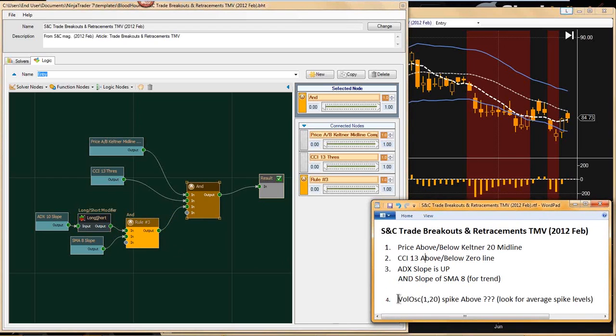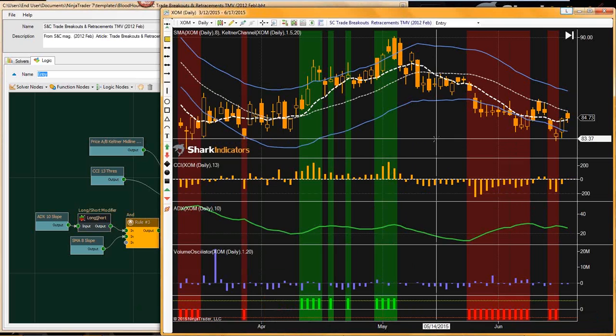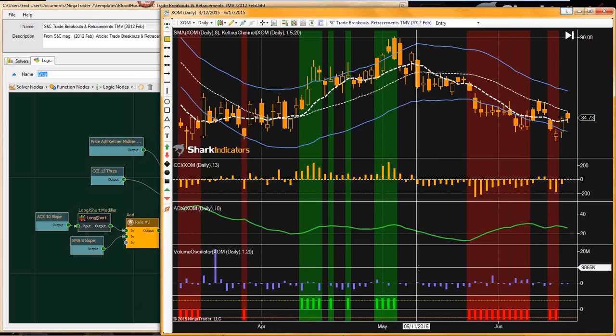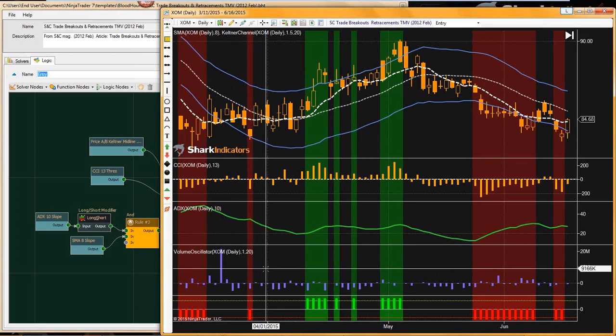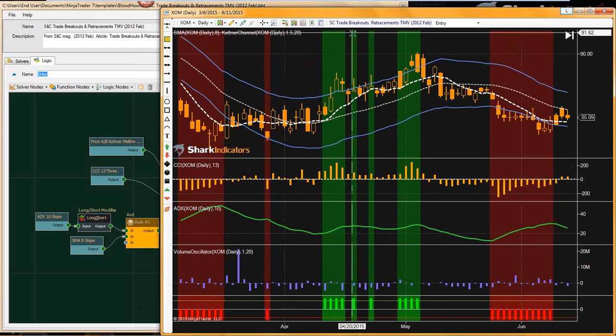Okay, so let's get to rule number 4, looking at the volume oscillator. This part is a little subjective in the article. In the article, there was a statement made that the author only uses this system on stocks that have a volume over so many million, so he only trades high volume, highly liquid stocks, and looking for the volume spikes.